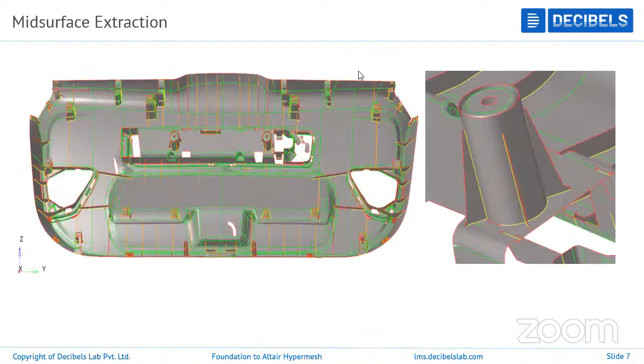See, this is how the mid surface looks. Once we extract the mid surface for the decklid component, this is how it looks. Since this is a very big component, it will take much time to extract the mid surface. So I have extracted it already, but we will work on this part, where I can show how to extract the mid surface.